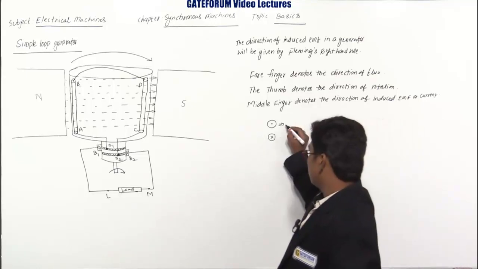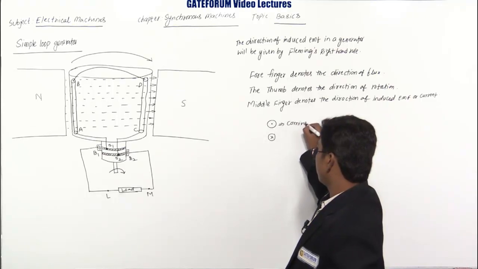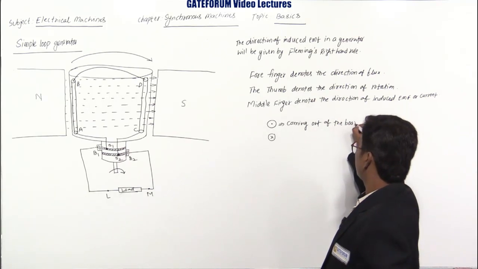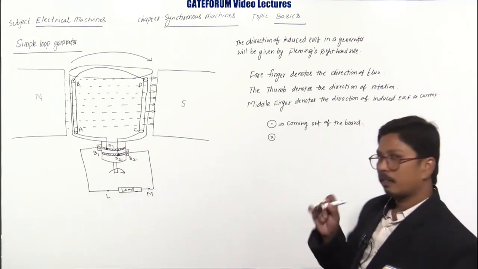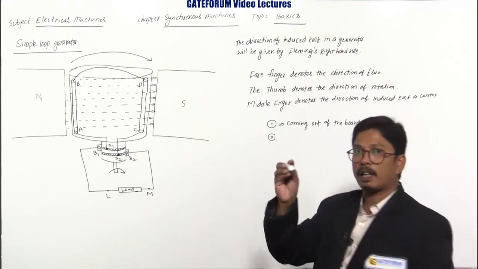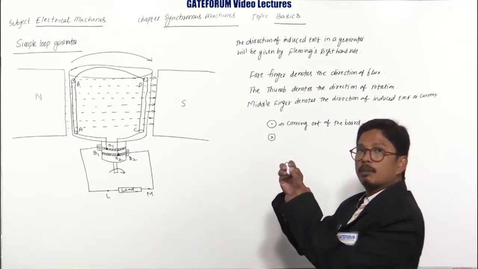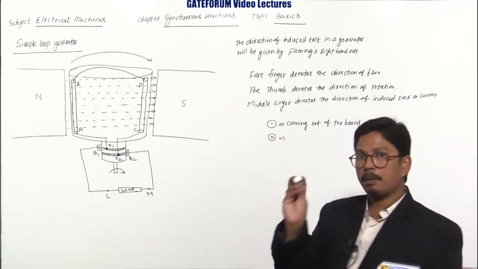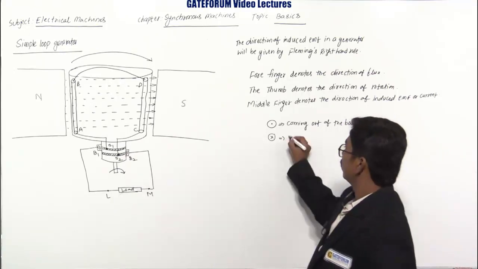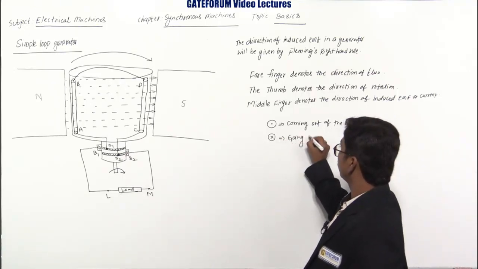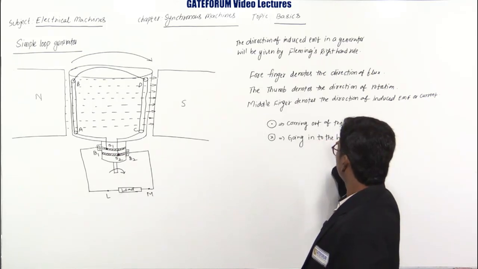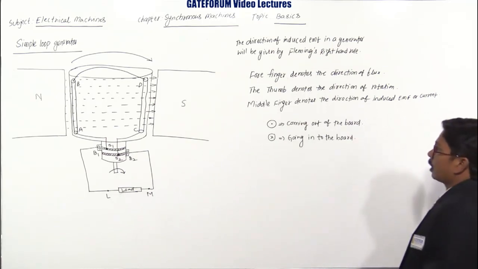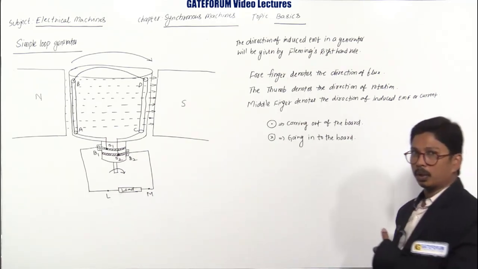So dot means coming out of the board, right? And whenever an arrow is moving away from you, you are able to see the back part of the arrow, and that back part of the arrow is the cross mark. So when it is moving away from you, it is going into the board. So dot means coming out of the board, cross means going into the board.